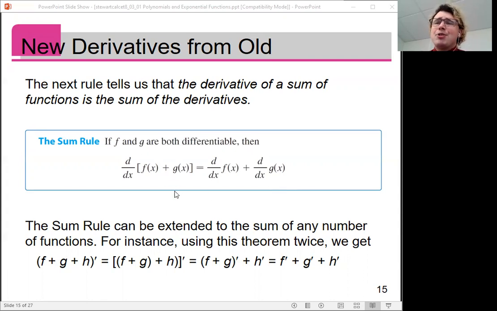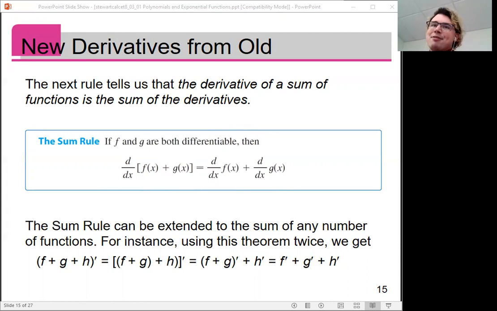So on the left side, I'm saying add the two functions first, then calculate the derivative, because my parentheses are the first order of operation. On the second one, I'm saying calculate those derivatives separately, then add the results together.